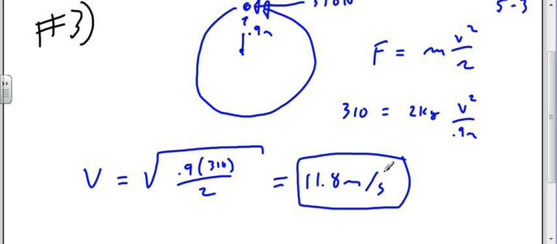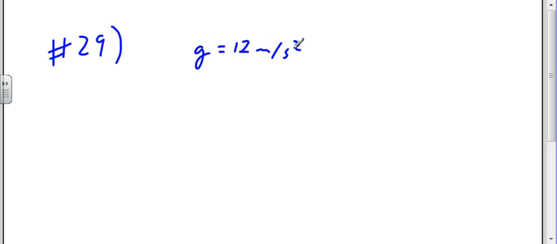Alright, next problem, number 29. At the surface of a certain planet, g is 12 meters per second squared. A 24-kilogram brass ball is transported to the planet. What is the mass? So A, the mass stays the same, 24.0 kilograms. B, what is the weight?